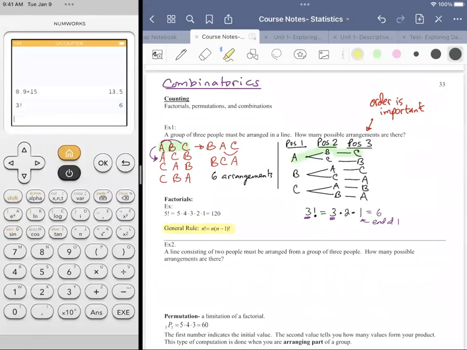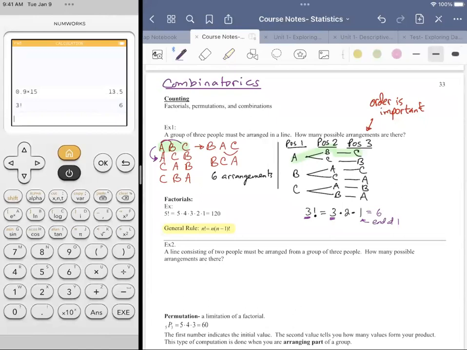All right. A line consisting of 2 people must be arranged from a group of 3 people. So it's trimming it. It's saying, I have 3 people, but I only want 2 of them. Forget about people for a second: I have 3 different types of flowers, and I want to create an arrangement, but only using 2 of the 3 available flowers. That's what's happening here.